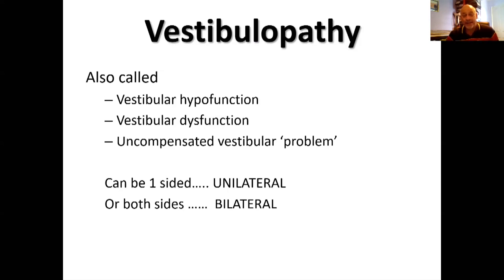And in medical terms, really, vestibulopathy comes about because a person has a vestibular problem and they haven't compensated to it. So it could be an uncompensated vestibular problem. If you have those in any letters you've got from the hospital, they're all the same thing. It just means your inner ear isn't working properly. And it can be on one side, unilateral, or on both sides, bilateral.